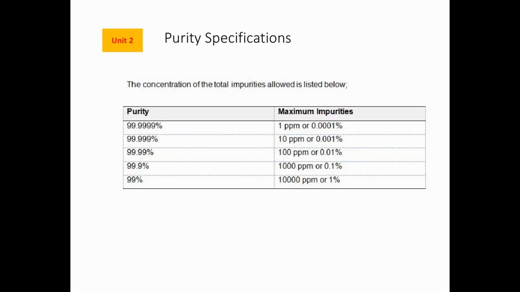This is just a cheat sheet for you if you're new to this industry. So purity of 99.9999% means a maximum impurity of 1 ppm or 0.0001%. You follow this table: if you have 99% purity, that means you have 1% impurity or 10,000 ppm.